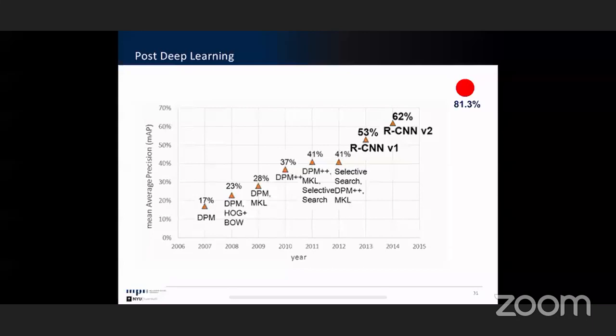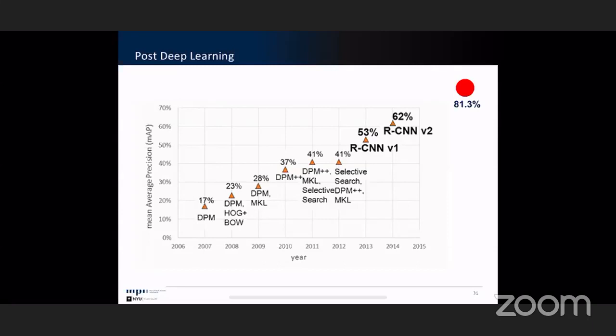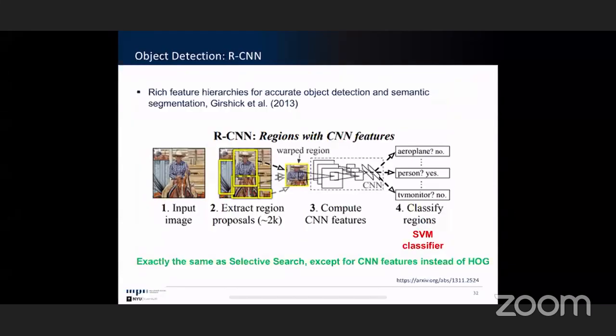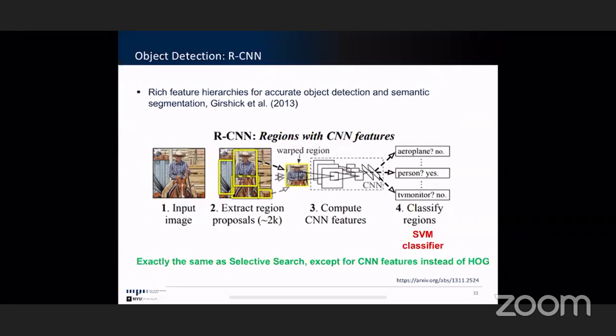Okay, so we will start with 2013. We will not look at how people were doing object detection back in the day. We will look at what people started to do after the advent of neural networks, of CNNs. So the first one, this RCNN, was by Ross Girshick in 2013, and this is like the simplest object detection algorithm that you can come up with. So even if you sit down and think about an object detection algorithm, if you want to write one from scratch, maybe this is what you will come up with.